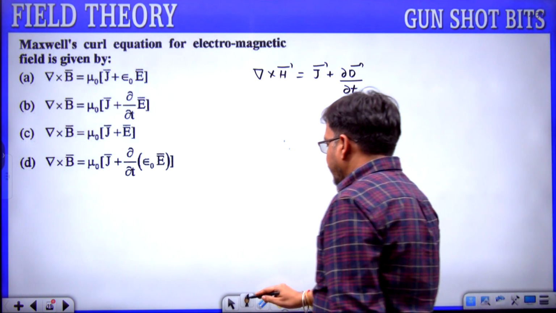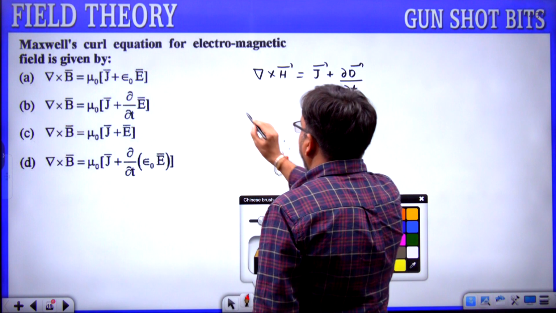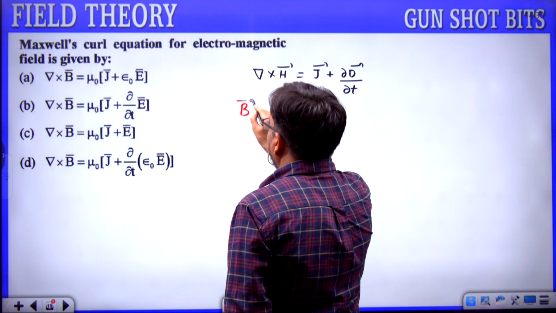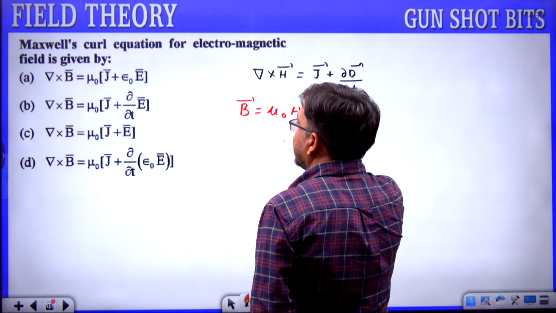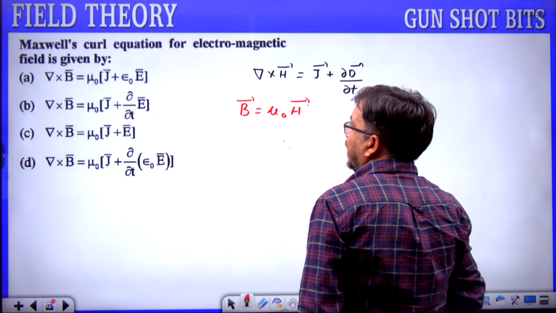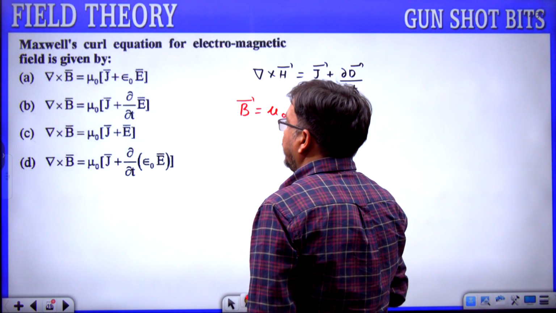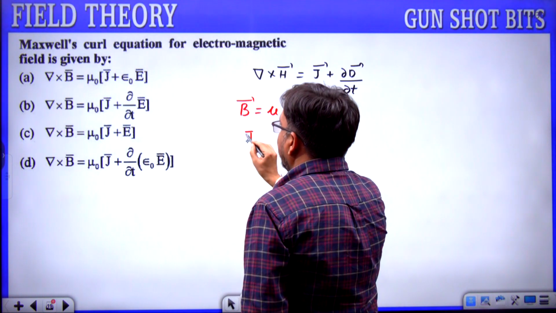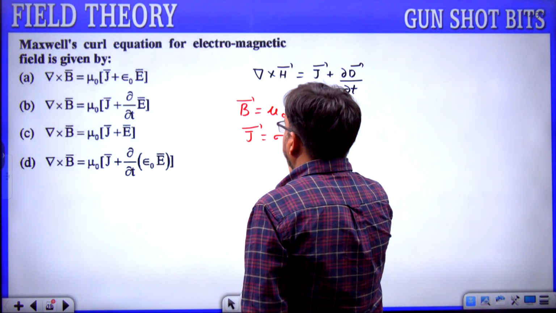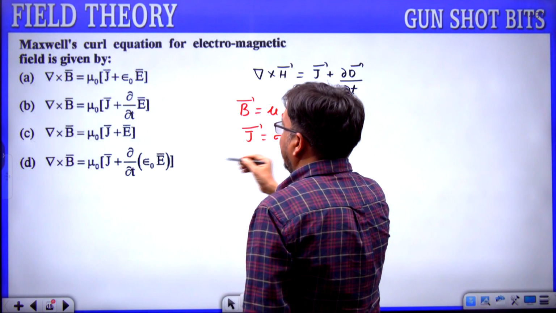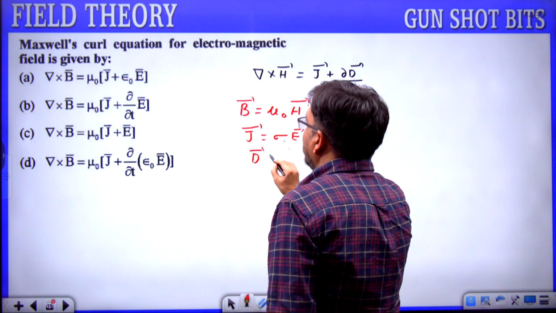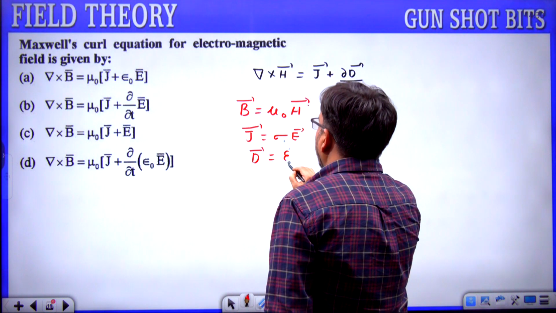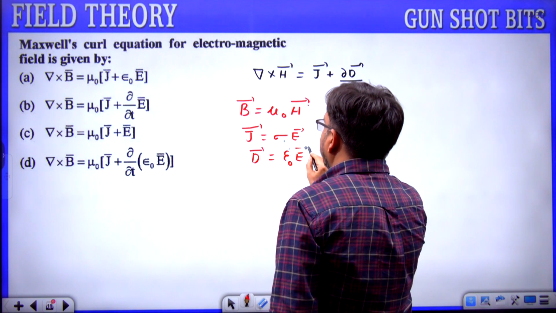We know from the relation B equal to mu H, in terms of free space I am writing B equal to mu naught H. It is not mentioned here, but I am writing mu naught H. We know that J equal to sigma E, but it is not mentioned; the options are writing all equations in terms of J only. And D equal to epsilon E; I am writing here epsilon naught E.